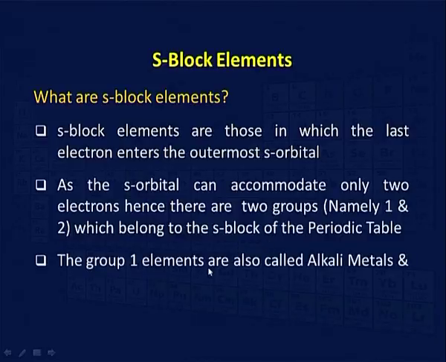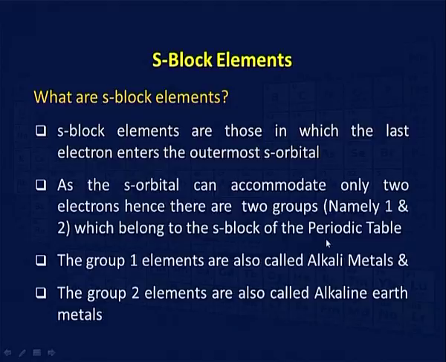Group 1 elements are also called alkali metals. They are called alkali metals because they react with water to give basic hydroxides, which are alkaline in nature. The group 2 elements are also called alkaline earth metals because they also give alkali. Apart from beryllium, all other elements give hydroxides, and they exist in the earth crust as oxides. Therefore, they are called alkaline earth metals.